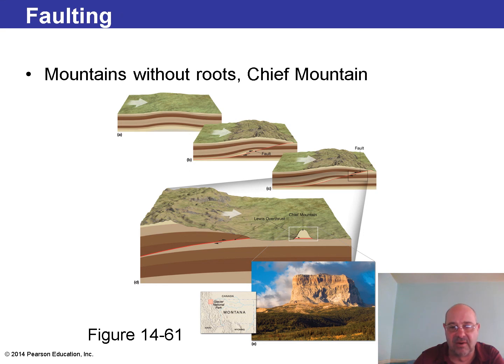And here we go. Look at these huge, beautiful mountains here, right? So anyway, that's Chief Mountain. Here's the Lewis overthrust, so you can see how it's overthrust. Again, you've got sedimentary rocks here, and they've had some volcanism and what have you to go with it, all right? So there we go. There's our faulting.